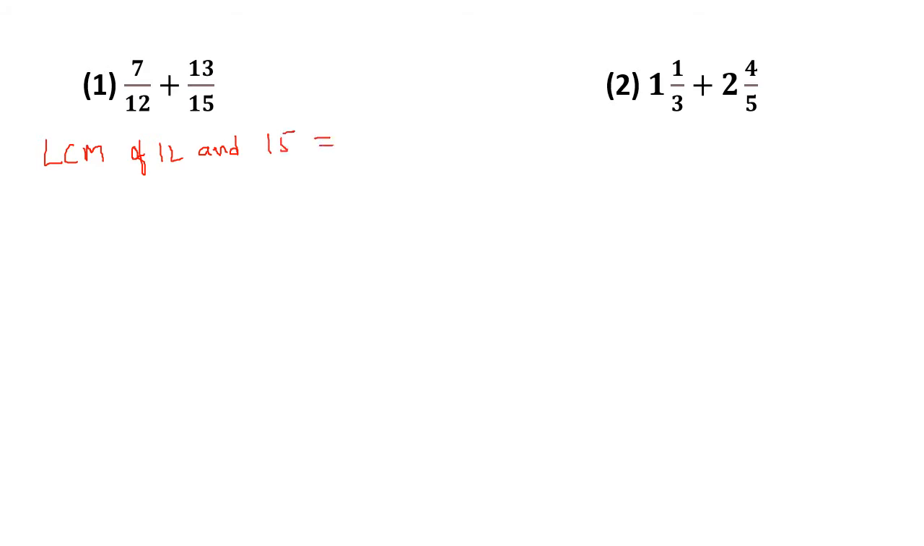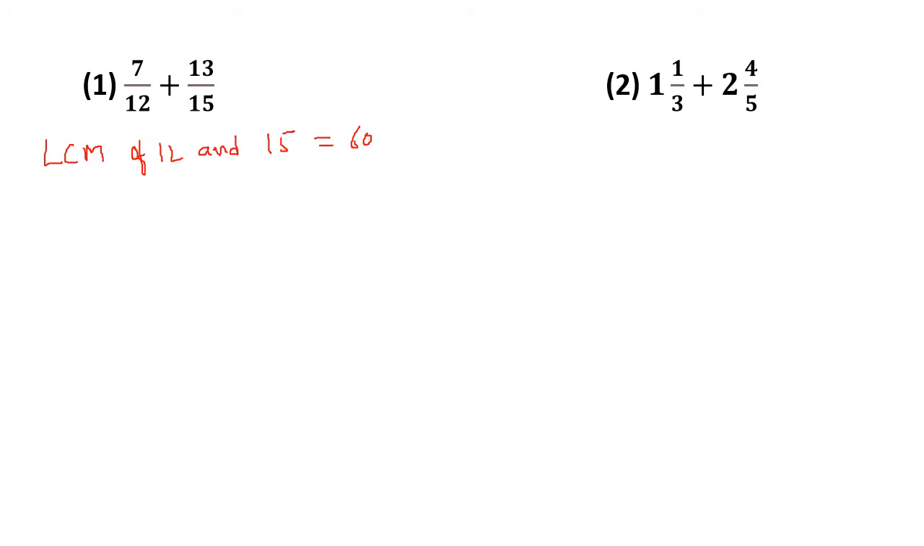Mentally I can calculate that double of 15 is 30, but 12 doesn't divide 30, so 30 is not the LCM. 3 times 15 is 45. Again, 12 doesn't divide 45, so 45 is not the LCM. 4 times 15 is 60 and 60 is divisible by 12. Therefore, 60 is my LCM. You can find the LCM by other methods as well, but here we are using mental maths.